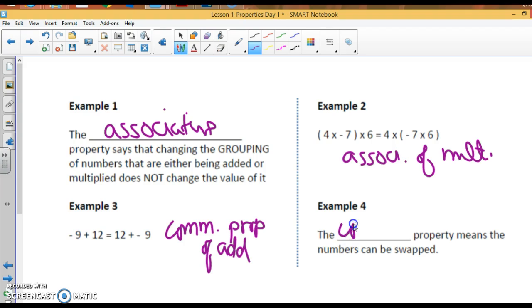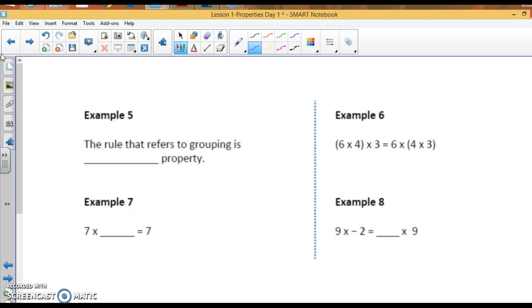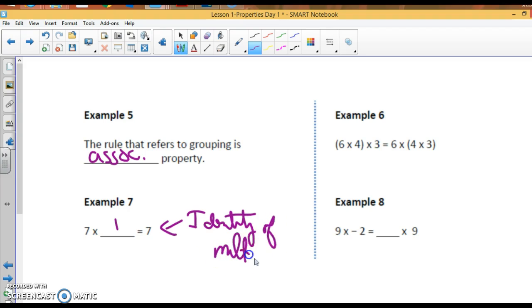The commutative property means numbers can be swapped. The rule that refers to grouping is the associative property. 7 times 1 gives you 7. This is the identity property of multiplication. What's happening here? The grouping has changed. This is the associative property of multiplication. And what goes in this blank spot? A -2. That's the commutative property.